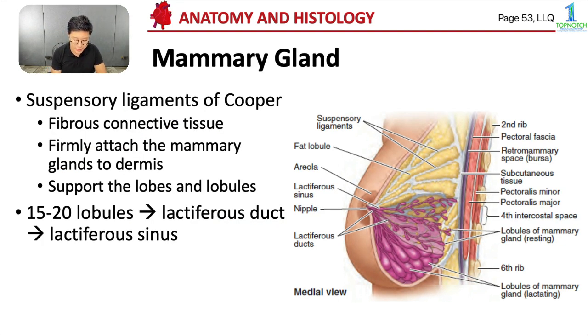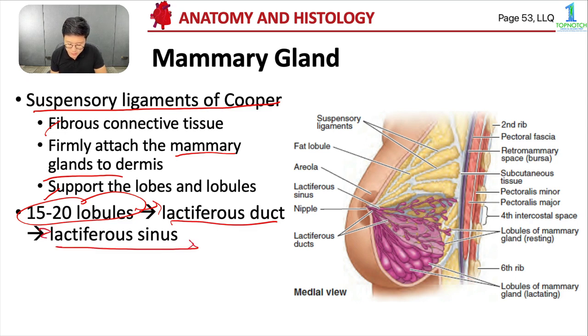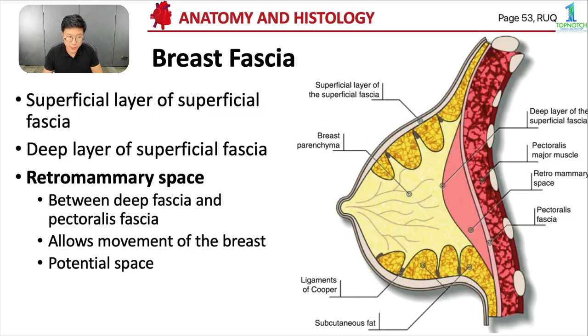So the mammary gland has suspensory ligaments of Cooper, which are fibrous connective tissue which firmly attach the mammary glands to the dermis. And it functions to support the lobes and lobules of the breast. So there are 15 to 20 lobules which all drain into lactiferous ducts, which then go to your lactiferous sinus and then out the nipple. So for breast fascia, you have the superficial layer of the superficial fascia and you have the deep layer of the superficial fascia.